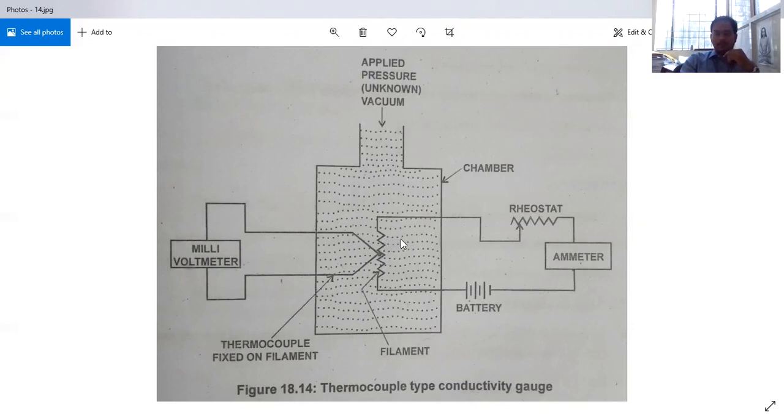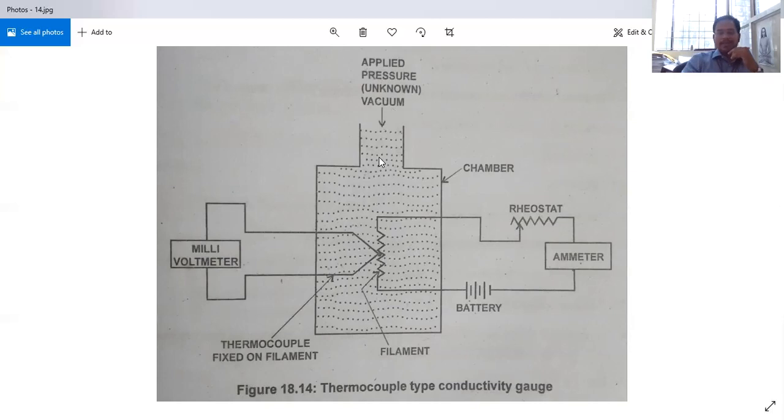When heat dissipation is more, the temperature of this filament will be less, meaning the variation in the temperature of this is less. When the variation is less, the resistance variation will also be less. But depending upon the change in resistance, the pressure of the applied fluid is determined. The variation in the resistance will give you the pressure developed by this unknown medium.